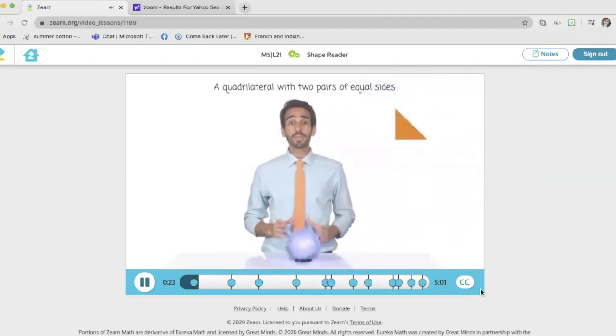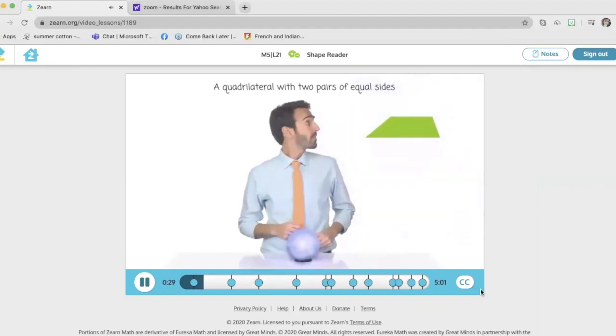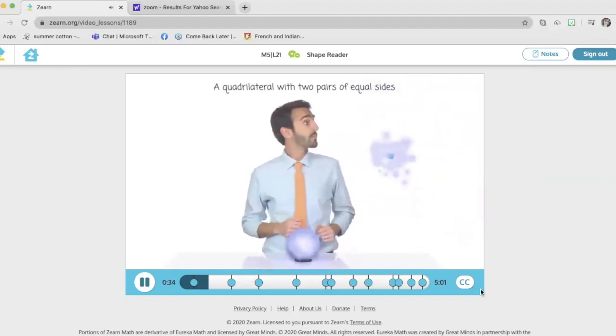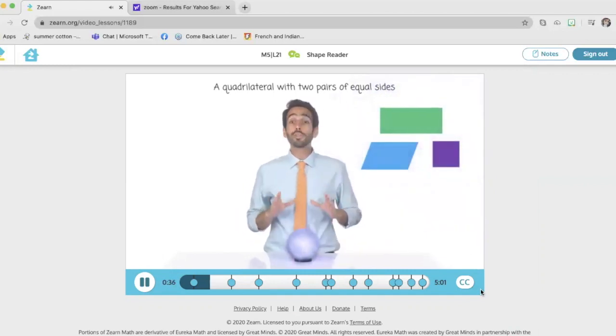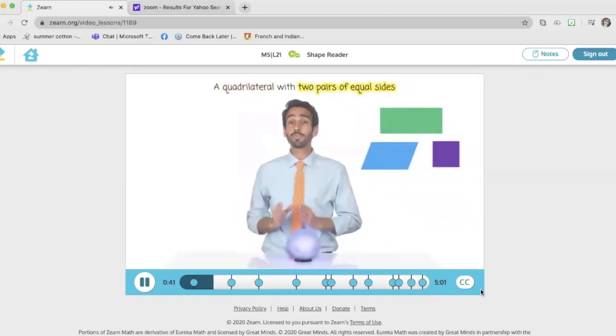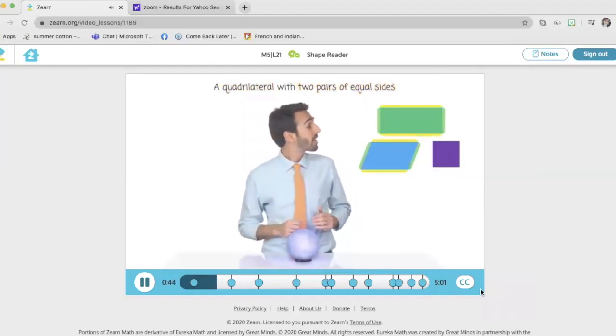This isn't the shape I'm thinking of. It's not a quadrilateral because it doesn't have 4 sides. This isn't the shape I'm thinking of. It doesn't have 2 pairs of equal sides. All of these shapes match. Each is a quadrilateral and has 2 pairs of equal sides. We can see them here, here, and here.